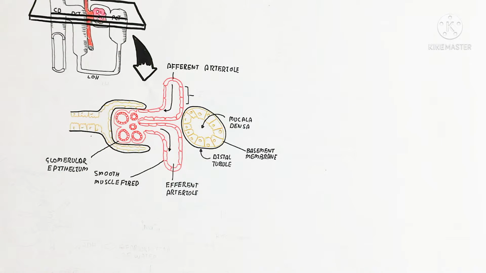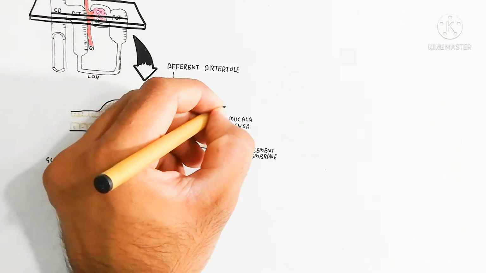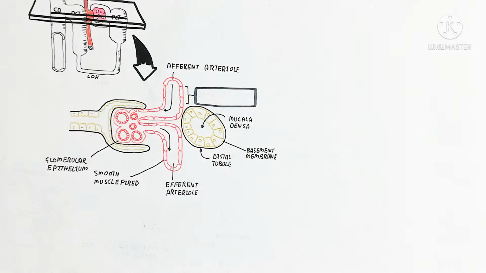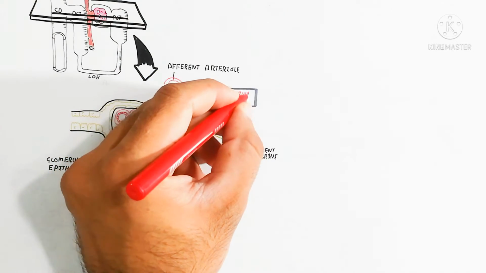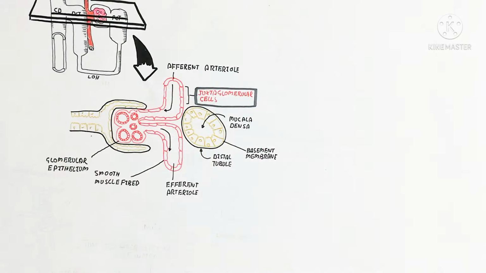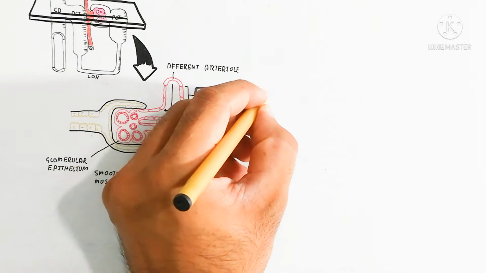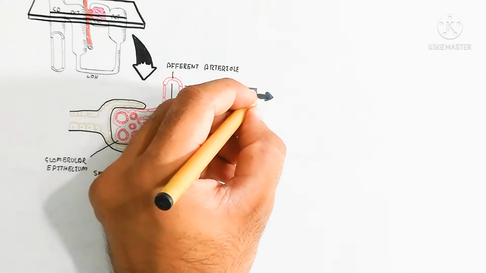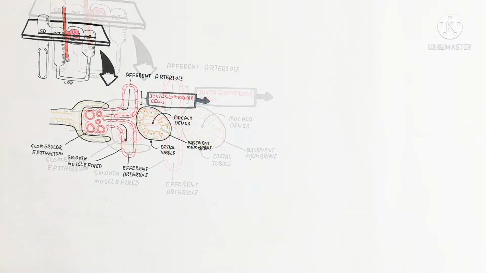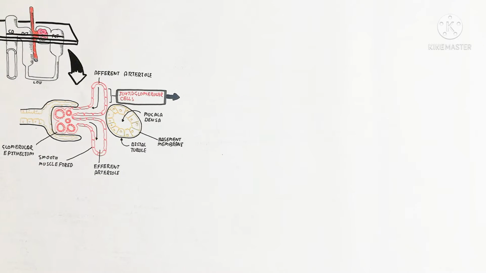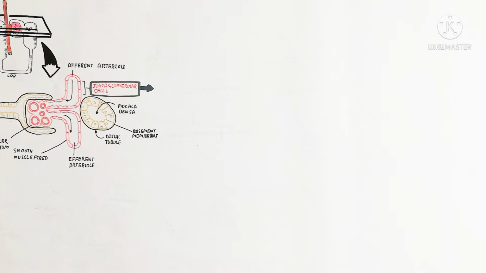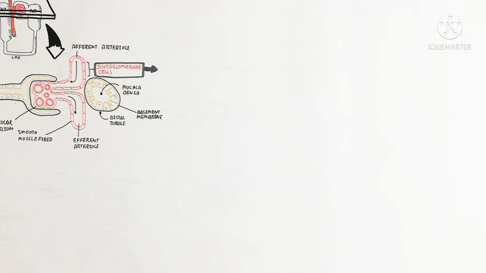Basically the Bowman capsule is wrapping around the glomerular capillaries. Here you can see the juxtaglomerular cells are present. This juxtaglomerular cell produces renin. This renin production will lead to an increase in blood pressure. How? Let's understand it in detail.